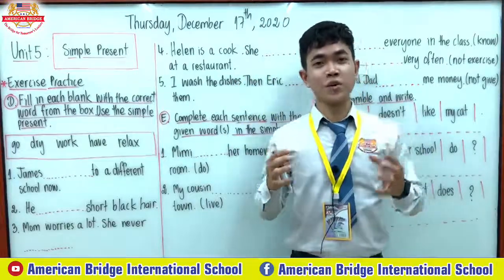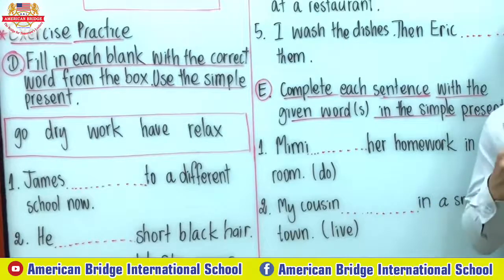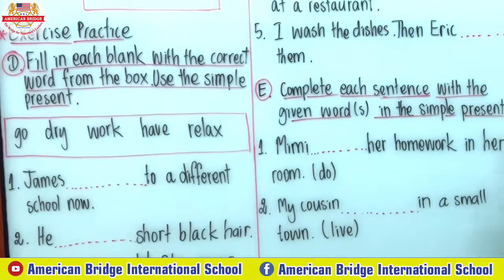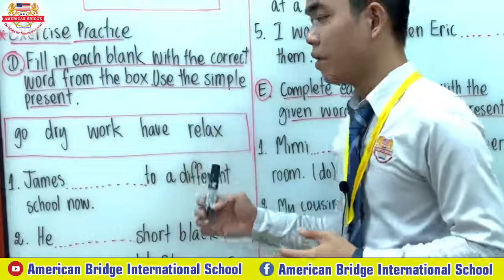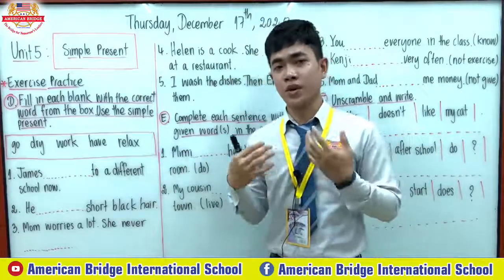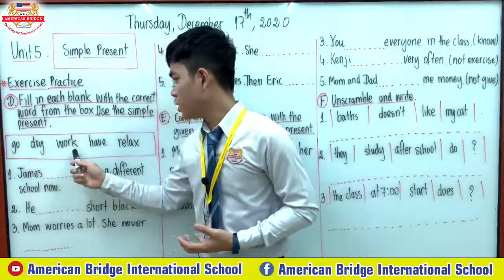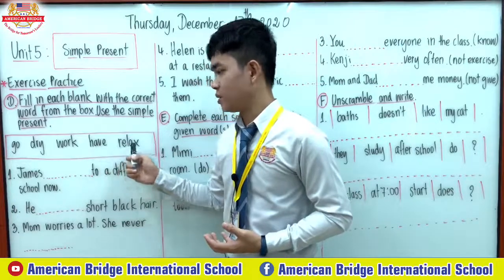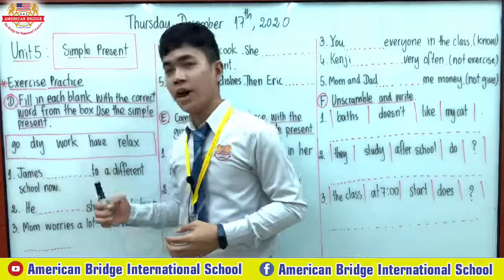Okay, now let's start doing the exercise together. Our first exercise is Part D. Fill in each blank with the correct word from the box using the simple present. We have the verbs go, try, work, have, and relax. In this box, how many verbs are irregular, everyone? We have try, work, and relax, right? What about the irregular ones? We have go and have.